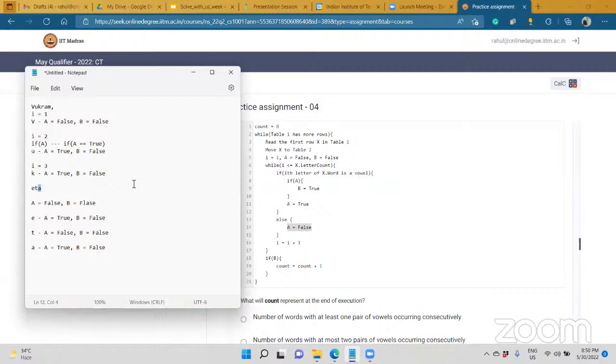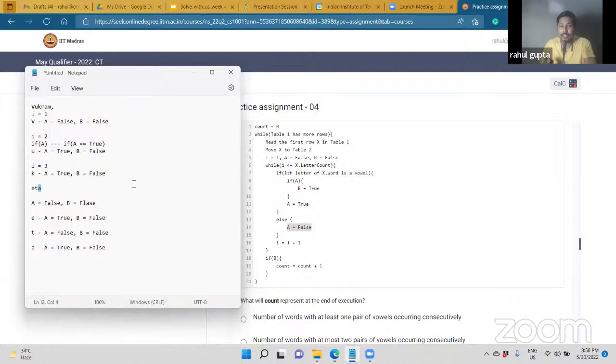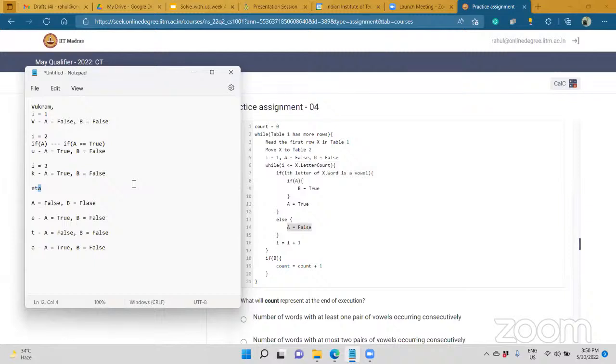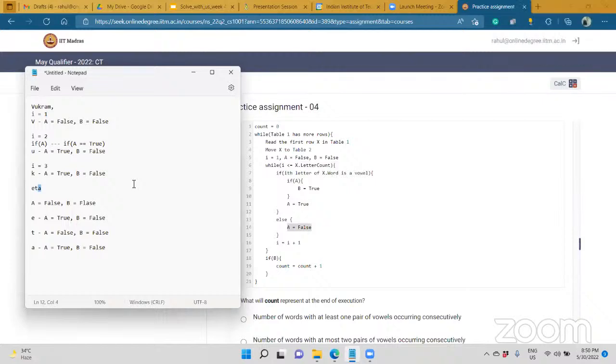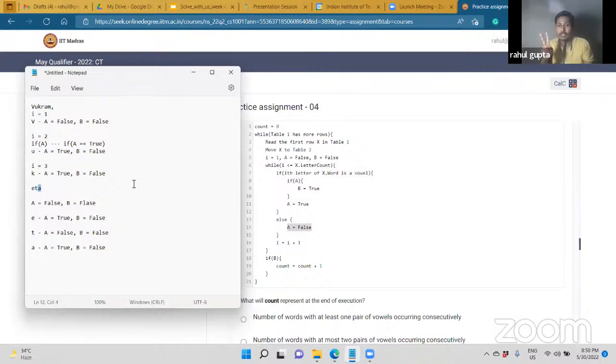So Sukanya, for the word "ear", B became true, right? For the word "eta", B did not become true, right? Why? Because after A, T is a consonant. So what is the other interpretation? That we are not seeing consecutive vowels. Both have two vowels, but not consecutive, right? So we count the number of words with at least one pair of vowels occurring consecutively, right?